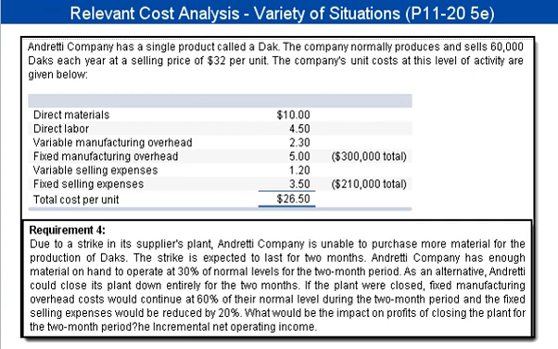As an alternative, the company could close its plant down entirely for the 2 months. Now, if the plant were closed, fixed manufacturing overhead cost would continue at 60% of their normal level during the 2-month period, and the fixed selling expense would be reduced by 20%. What would be the impact on profits of closing the plant for the 2-month period? Let's take a look.